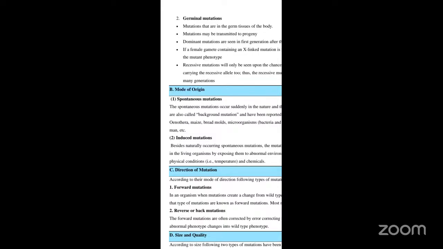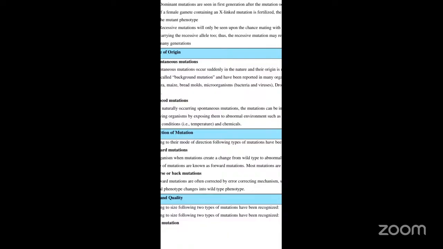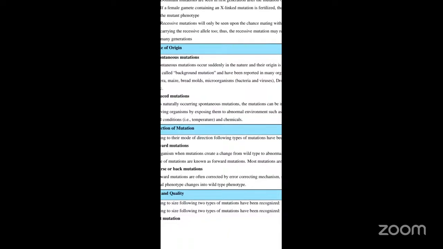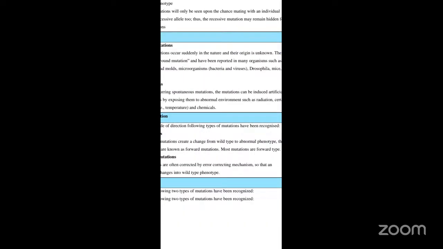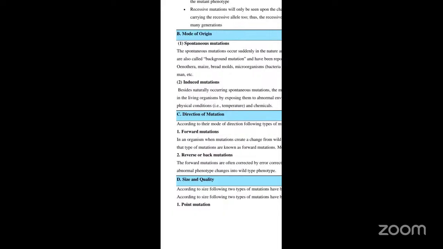Then the third category is based on the direction of mutation. The mutations can be classified into two types. One is called the forward mutation, and the other is called the reverse or back mutation. Forward mutation is when the mutations create a change from the wild type to the abnormal phenotype. When the mutations create a change from a wild type to an abnormal type, you call them forward mutations. Most of the mutations are forward type. They do not come back.